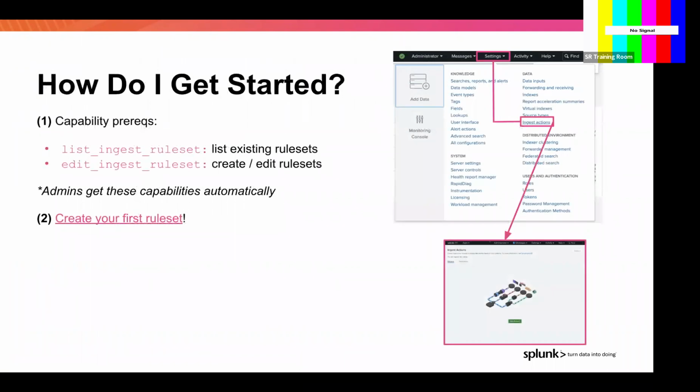So if you want to go ahead and use Ingest Actions, you just have to download Splunk 9.0, click the free Splunk button, and then settings, Ingest Actions, and then you'll see the rule set and destinations UI. Go on from there. And if you're a Splunk Cloud customer, just make sure you have both the list ingest rule set and ingest rule set capabilities.